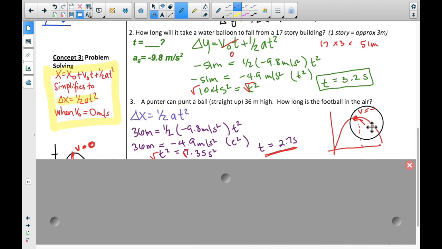Now, that is only half of it. That's only from the top to the bottom like that. I need to find the other half. So I basically need to take this number and multiply it times 2. And when I do that, I get 5.4 seconds. 5.4 seconds is my answer, because it took 2.7 to get to the top, and it took another 2.7 to get to the bottom.